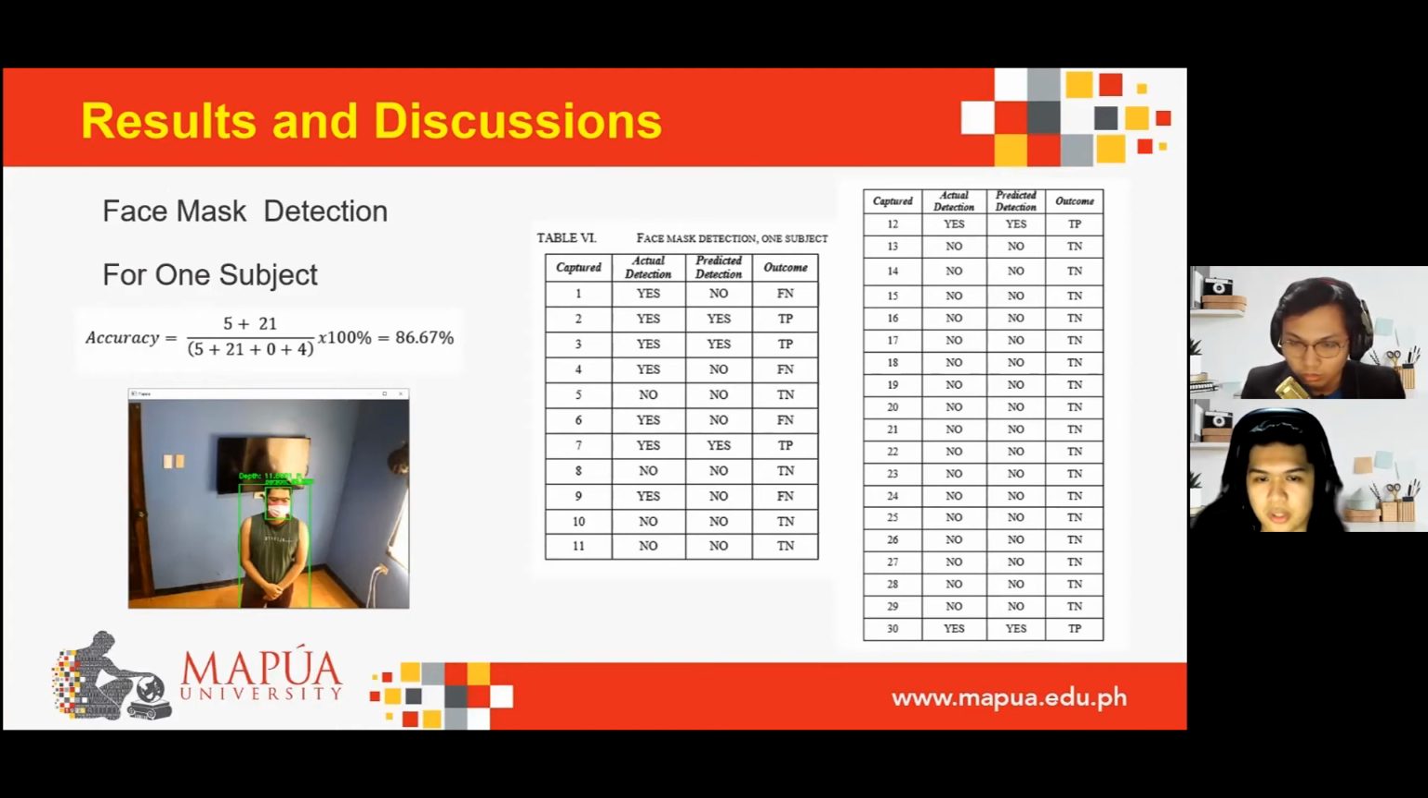Thus, we added more tables varying from one subject, two subjects, and three subjects for both face mask and distance detection. So table 6 shows that there is one subject wearing a face mask, from the users' and system's perspective. In the result, the highest value was the true negative with a value of 21, followed by the true positive that has a value of 5, and the false negative that has 4.